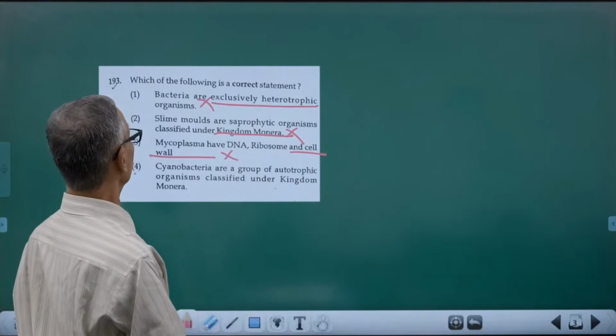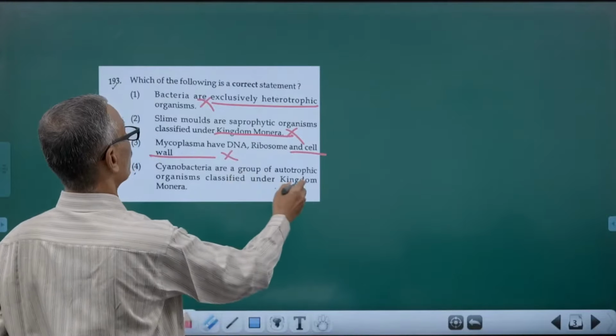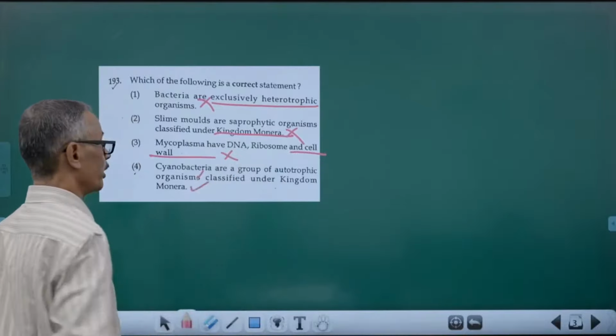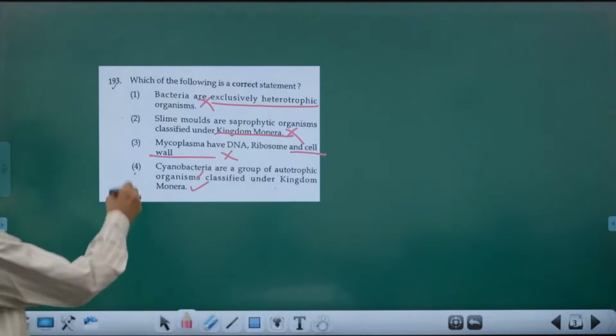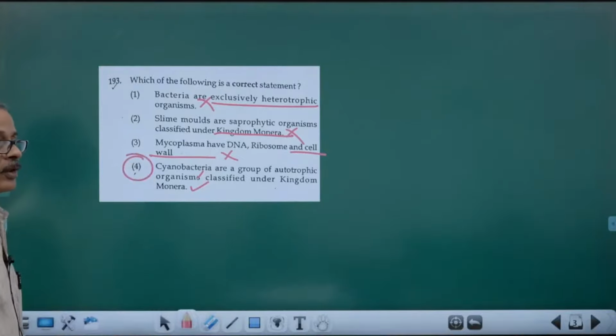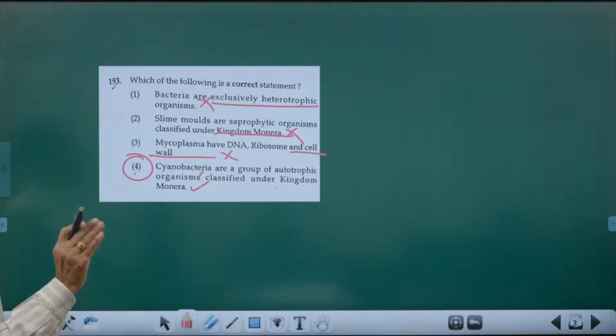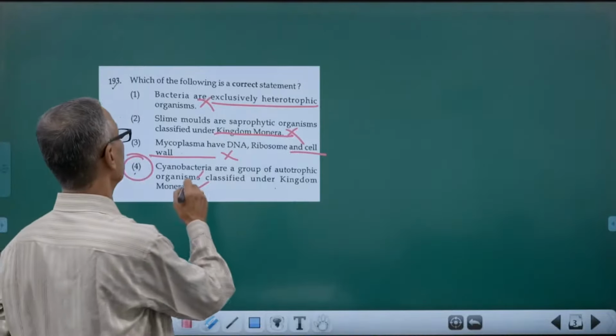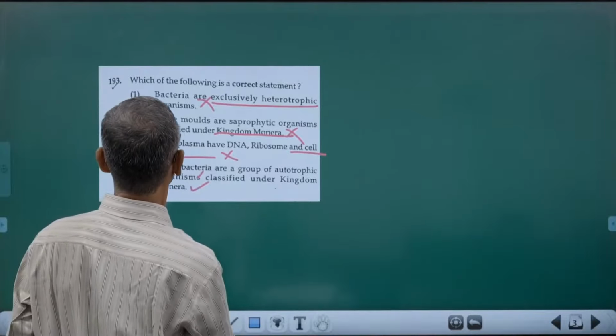Cyanobacteria, blue-green algae, are a group of autotrophic organisms classified under the kingdom Monera. That's a correct one. They are actually monerans, and formerly they were all included under Plantae as algae. That's why the old name blue-green algae is still retained by them. Okay.